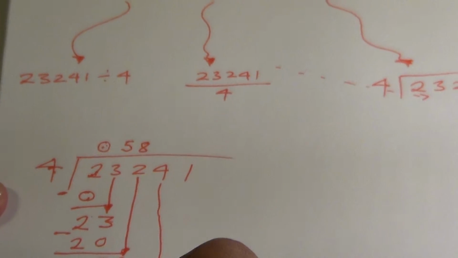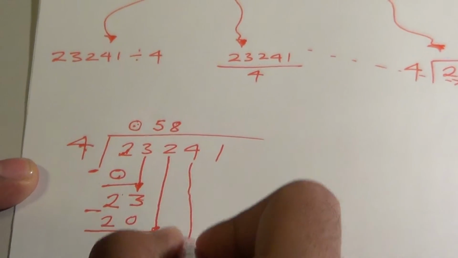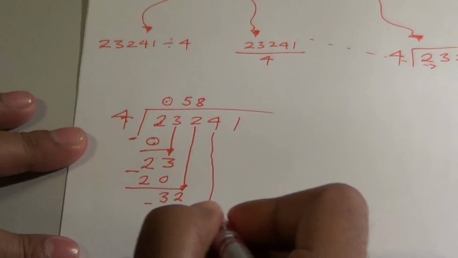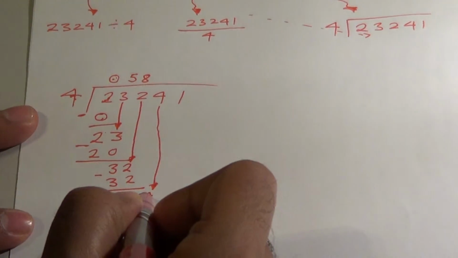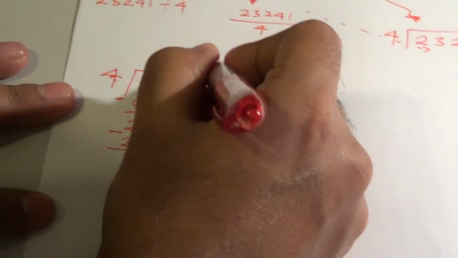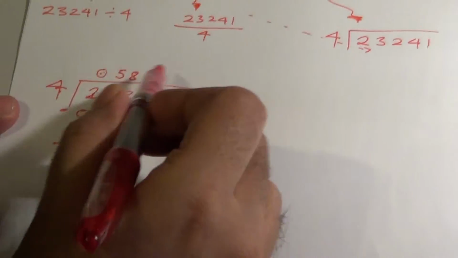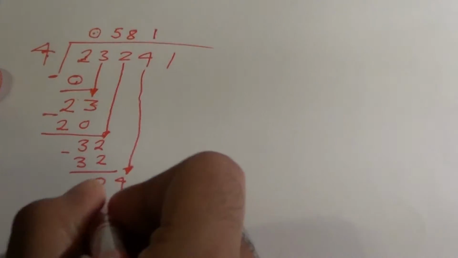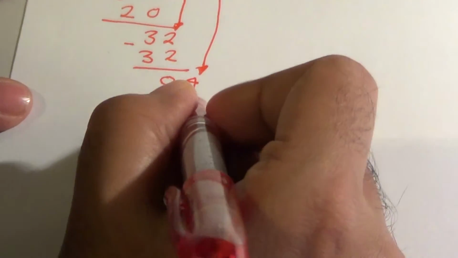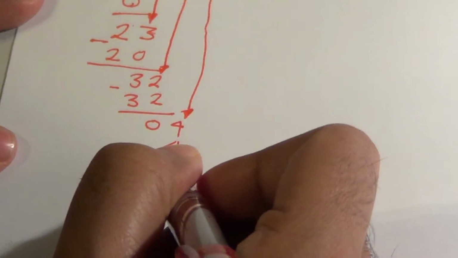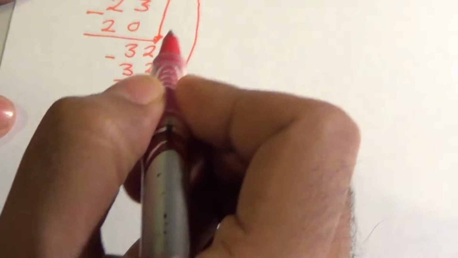So we said 32 take away 32 is 0. We bring the next number down, which is 4. So how many times does 4 go into 4? Once. So we write down here, once. So that's 4. Then we do 4 times 1, again 4. 4 take away 4, 0. Do we stop here? No, because we still have another number left. So you bring the next number down.